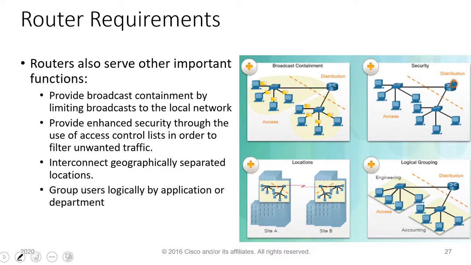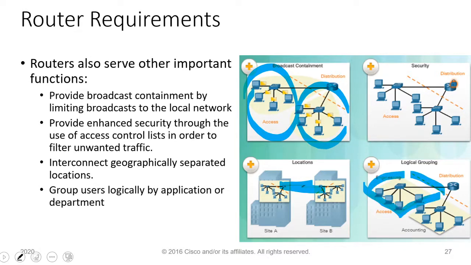The main things that we would expect from routers is broadcast containment, so controlling the broadcast area of a network. Security capabilities would be a key requirement in enterprise networks. Interconnecting between different locations is also an important aspect, and things like VLANs or logical groupings may also be a key requirement in enterprise networks.